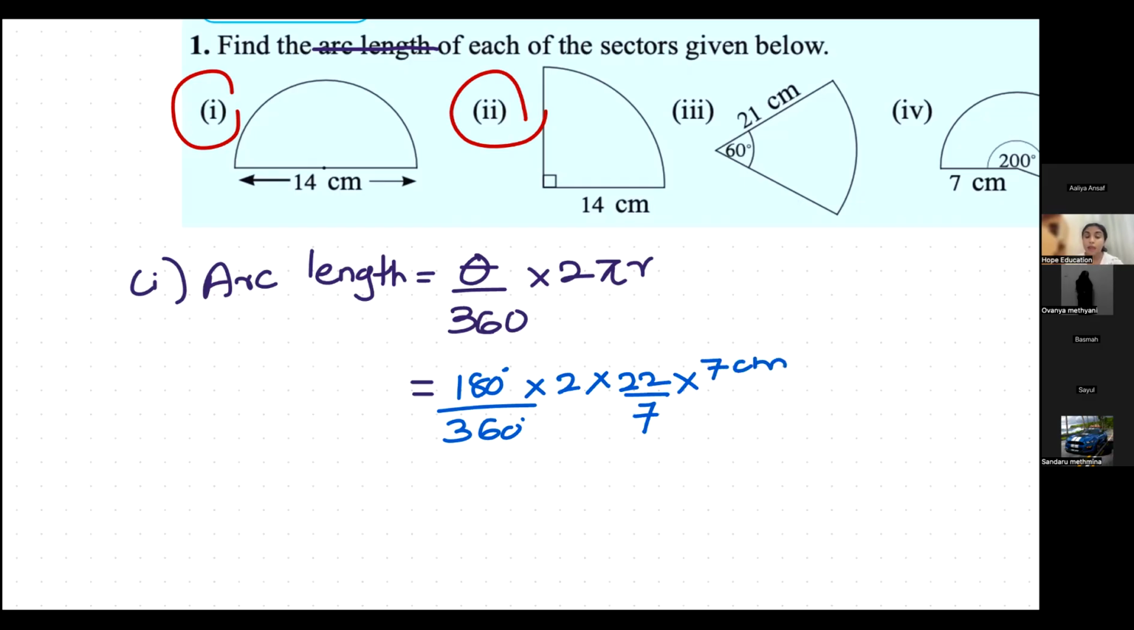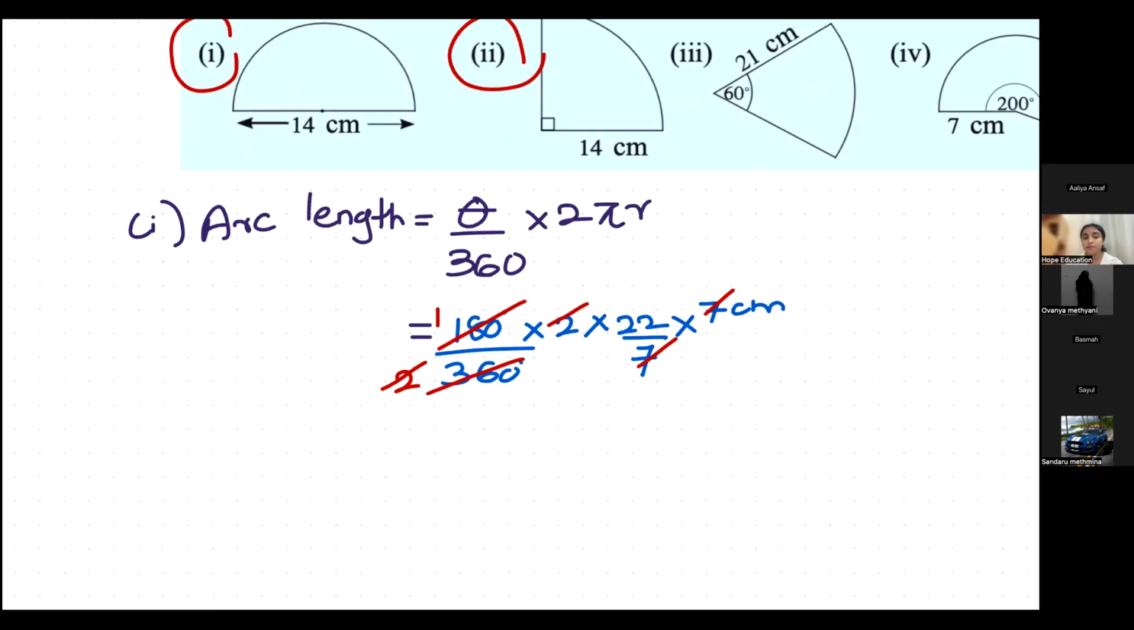So let's see. We know 180 times 1 is 180. 180 times 2 is 360. Then the 2 and 2 cancel. The 7 and 7 cancel. So you get the arc length as 7 centimeters. So arc length හොයපු ළමයි, arc length එක 7 centimeters ආවනම් your answer is correct.